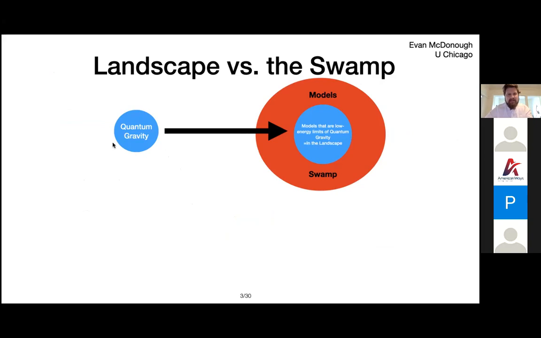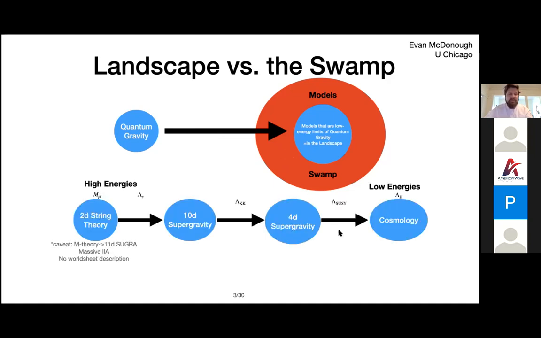But in the early 2000s, we realized that there's actually a landscape. Now, fast forward 20 years, and the question has morphed into: we know that there is some huge class of models, an infinite set of Lagrangians that you could just write down. Which of those Lagrangians actually come out as the low energy limit of quantum gravity? Which of these models actually lie within that landscape?